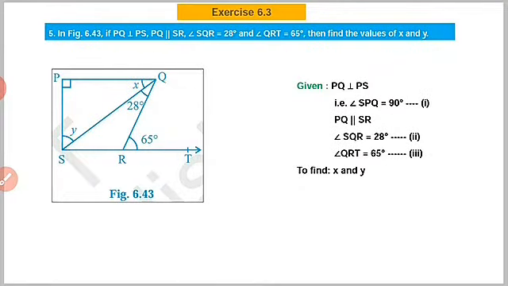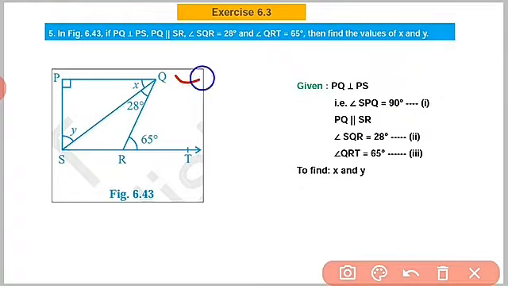Taking the question number 5. In this figure, PQ is parallel to RS and SQR is being given as 28 degree and QRT is 65 degree. Then we need to find the value for X and Y. And it is also given that PQ is perpendicular to PS. If PQ is perpendicular to PS, that means that this angle is equal to 90 degree.